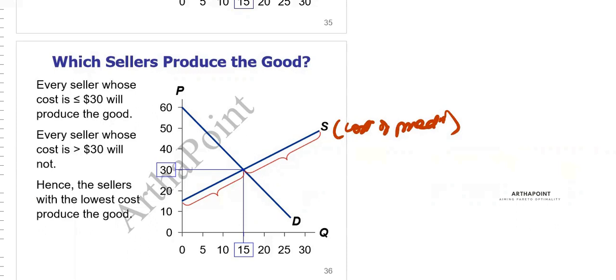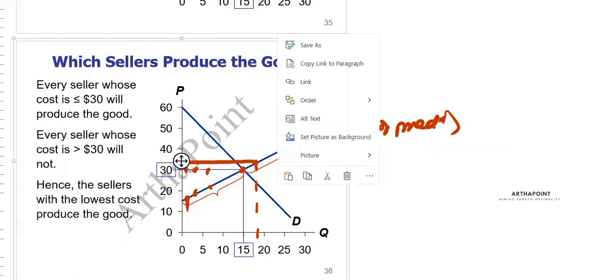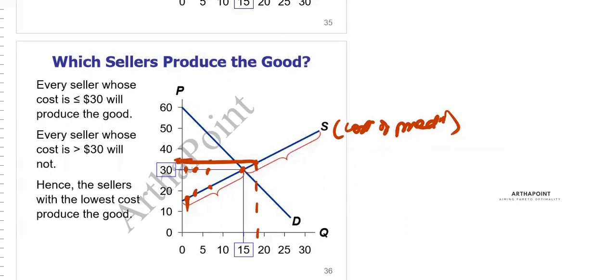Now when the price is 30 and cost is less, he's making profit, he's selling it. This person is also selling it, this is also selling it, this person is also selling it. But for this person right here, whose cost of production is more than 30, I got his cost of production from his supply curve, his cost is more than the price. And since the cost is more than the price, he will not be able to sell the product, isn't it?